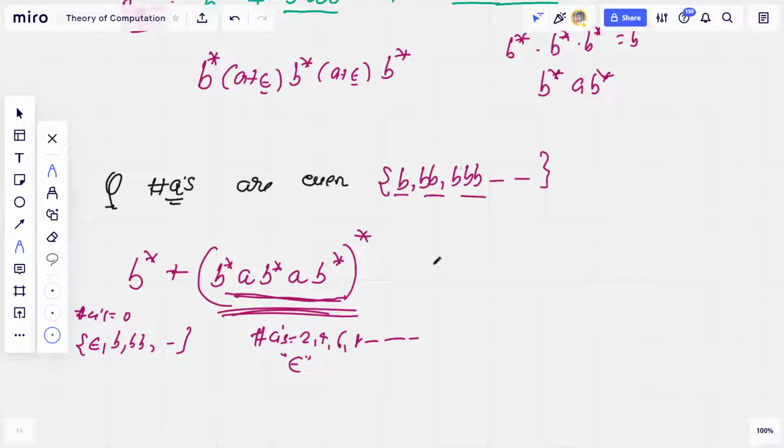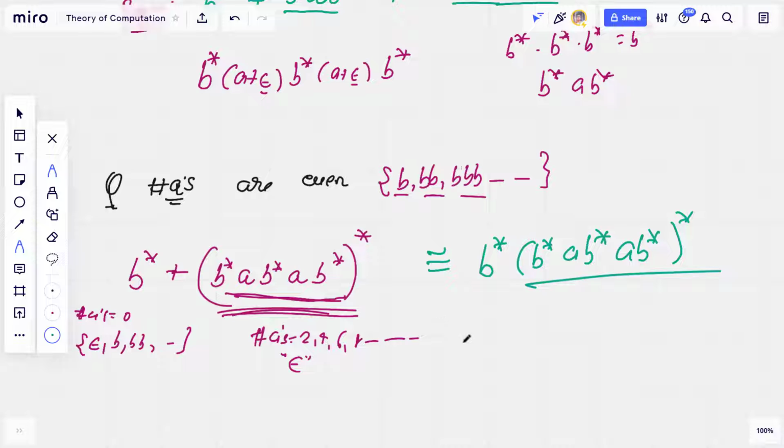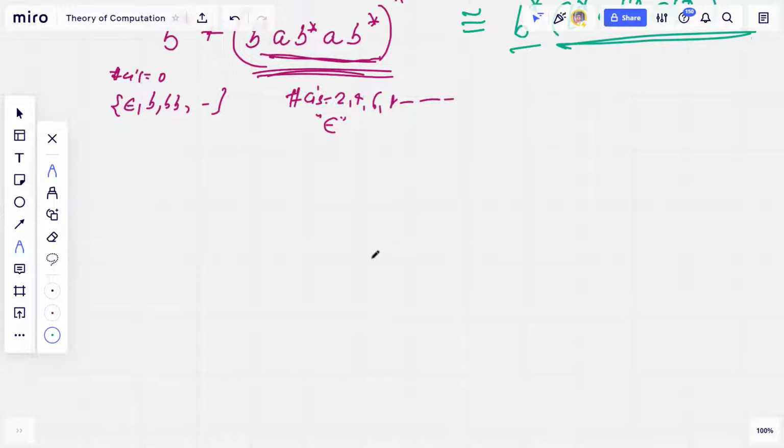Now in this question, it turns out this can be simplified to b star, a b star, a b star, whole star. If you want any number of b's, just take epsilon and you'll get any number of b's. If you want an even number of a's, 2, 4, 6, 8, just take epsilon and repeat the same. In this case it turns out to be equal, but it won't be equal in every case. Okay, fine. Simple.